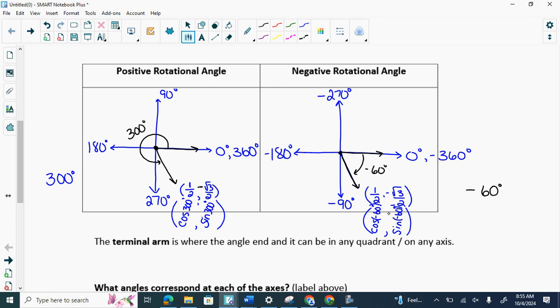Make sense? So the terminal arm is where the angle ends, and it can be in any quadrant or on any axis. Like if it was 270, you would rotate around and stop at 270 and you'd draw a terminating arm on the negative y-axis, right?